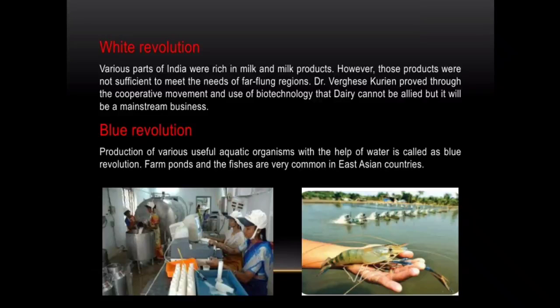Blue Revolution. Production of various useful aquatic organisms with the help of water is called the Blue Revolution. Farm ponds and fishes are very common in East Asian countries. However, people are now thinking of cultivating not only fishes and shrimps but other aquatic plants and animals too.